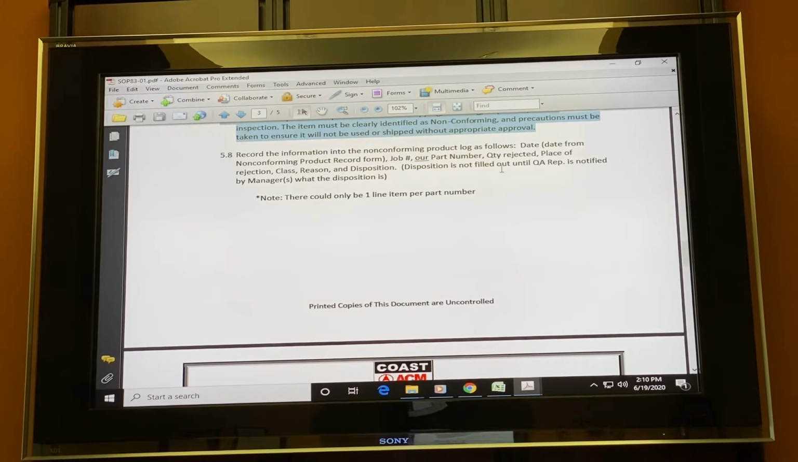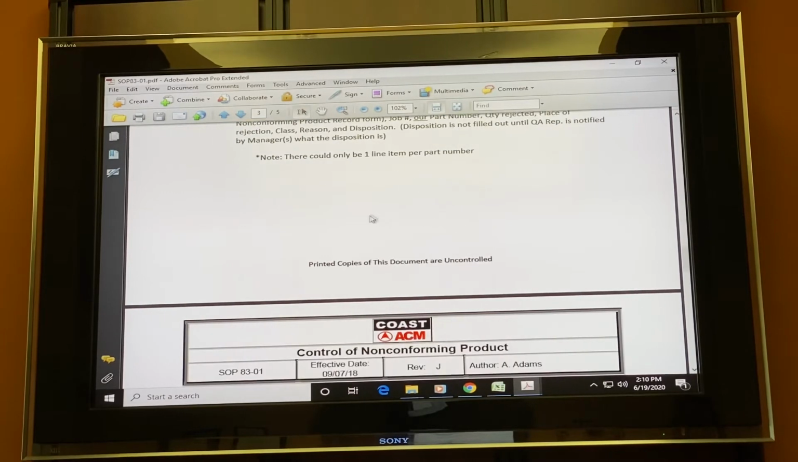The disposition is not filled out until the QA rep, which is us technically, is notified by managers what the disposition is. So once you receive a response back from Alan or Ryan or Ben as to what they want to do with the parts, there could only be one line item per part number.